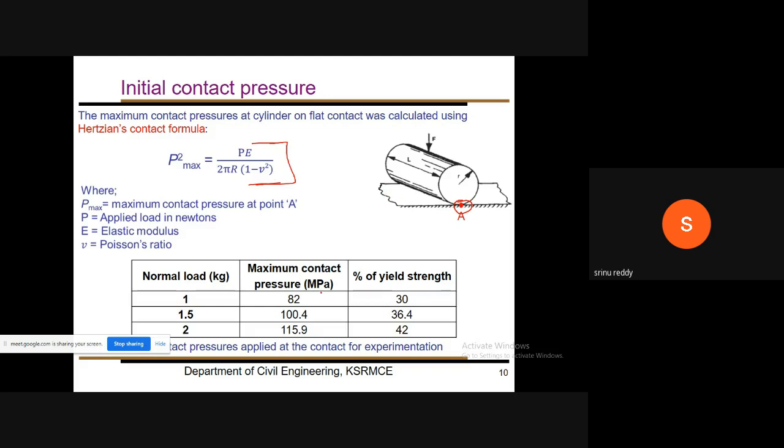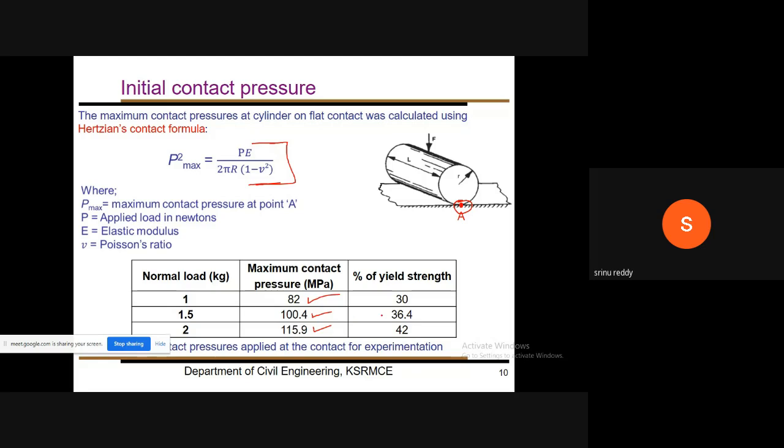From this formula, we have observed the stress at the contact position before starting the experiment. It is well below the yield strength. The yield strength of aluminum is approximately 270 megapascal. The pressure we observed from this formula is 82 megapascal at 1 kg, 100 megapascal at 1.5 kg, and 116 megapascal at 2 kg.